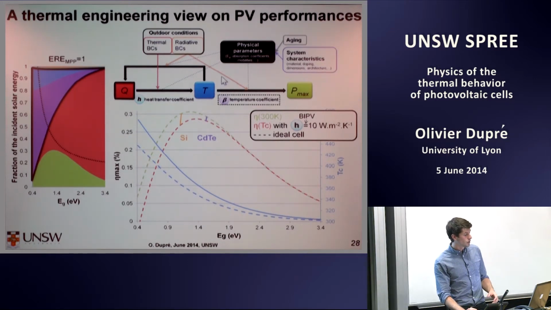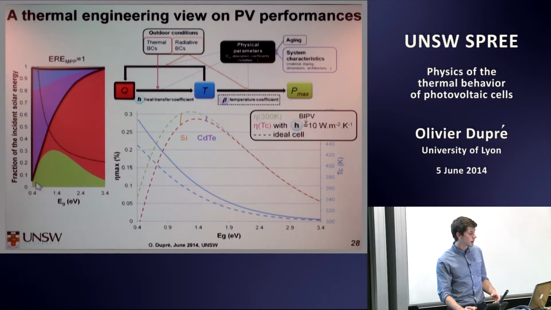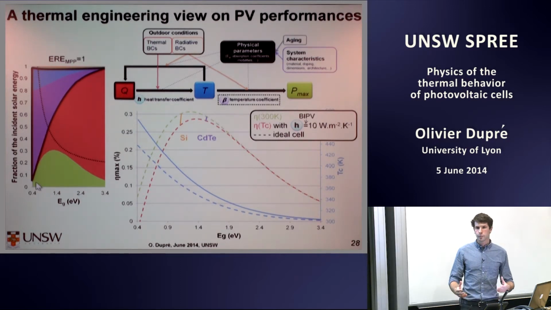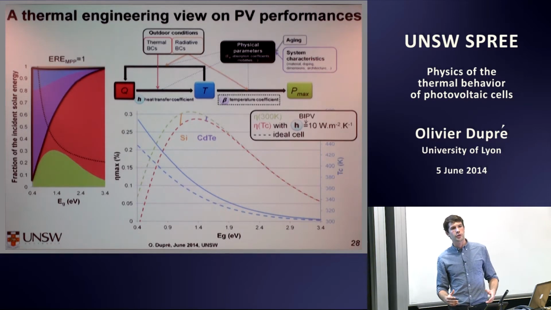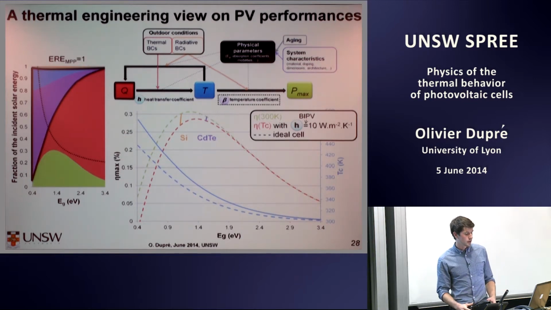So on this graph we have added a few terms. Q is the heat source within the cell, and this heat source can in fact be calculated easily from these different losses. All the energy that is absorbed within the cell and that is not converted into electricity is eventually given to the phonons and acts as a heat source within our cell. So the heat source can be easily calculated from that graph.